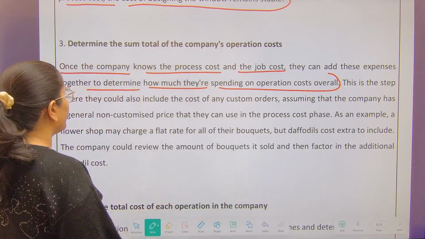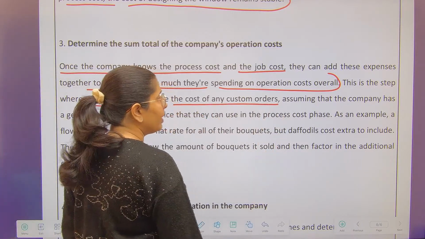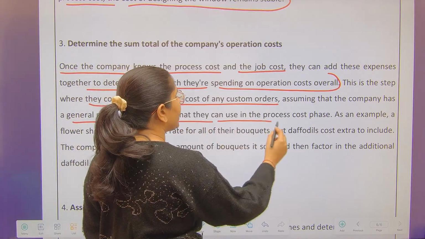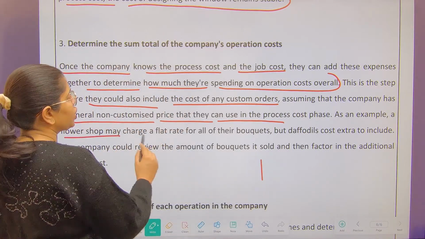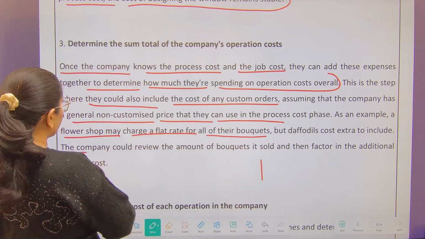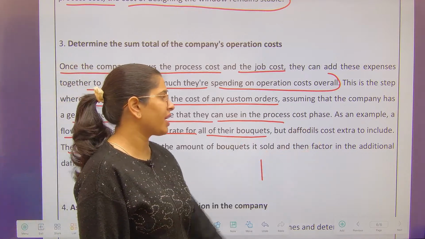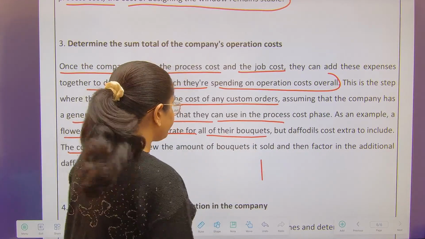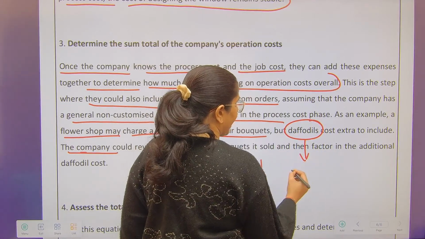This is the step where they could also include the cost of any custom orders, assuming that the company has a general non-customized price that they can use in the process cost phase. As an example, a flower shop may charge a flat rate for all of their bouquets, but daffodils cost extra to include. So the company could review the amount of bouquets sold and then factor in the additional daffodil cost. So obviously, this is the addition.